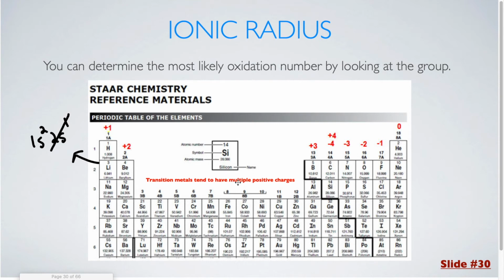Now for the transition metals which are here, many of these elements have multiple charges, and this is because of the d electrons that could participate in this bonding.